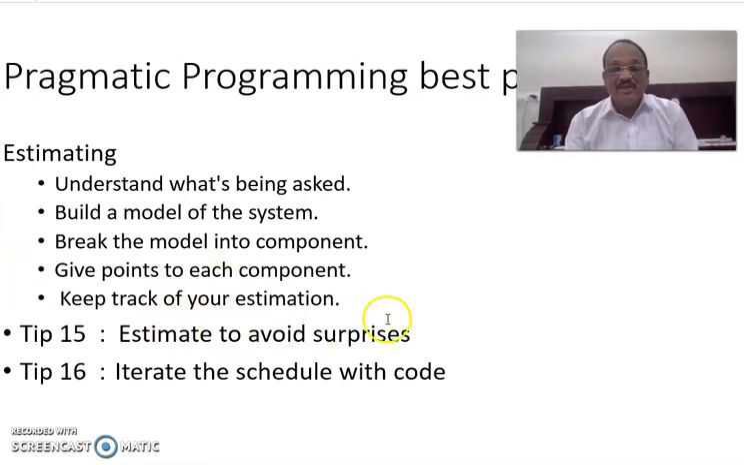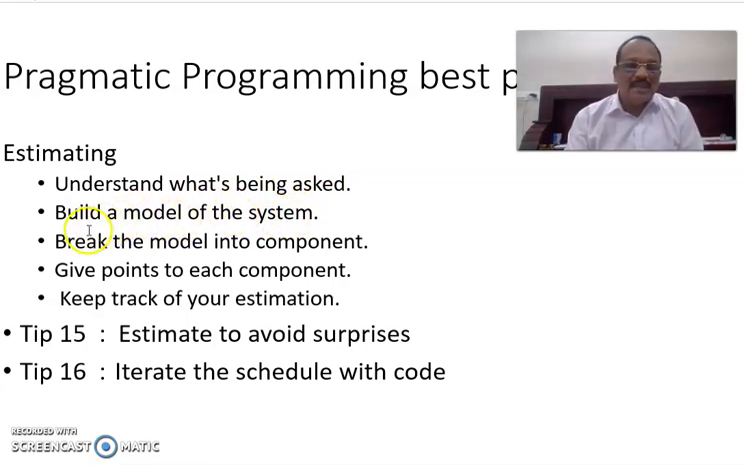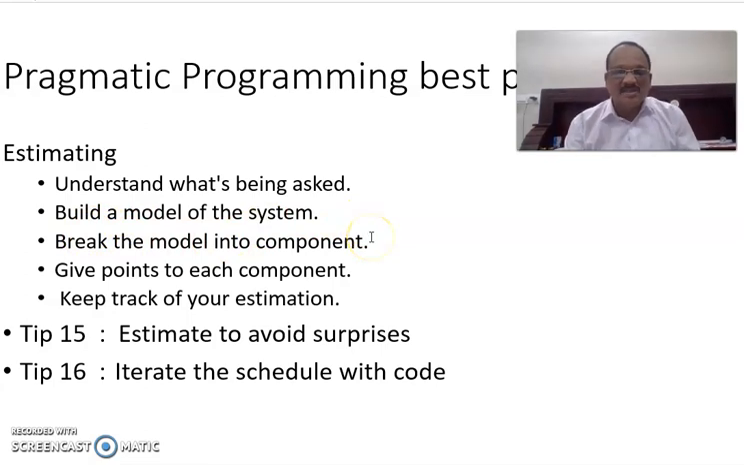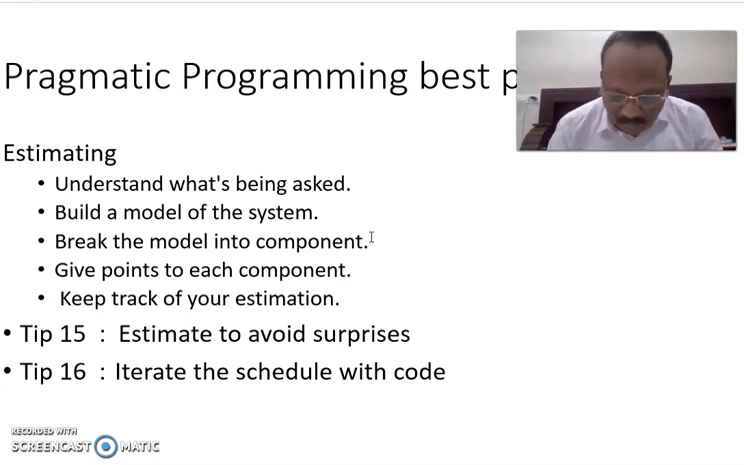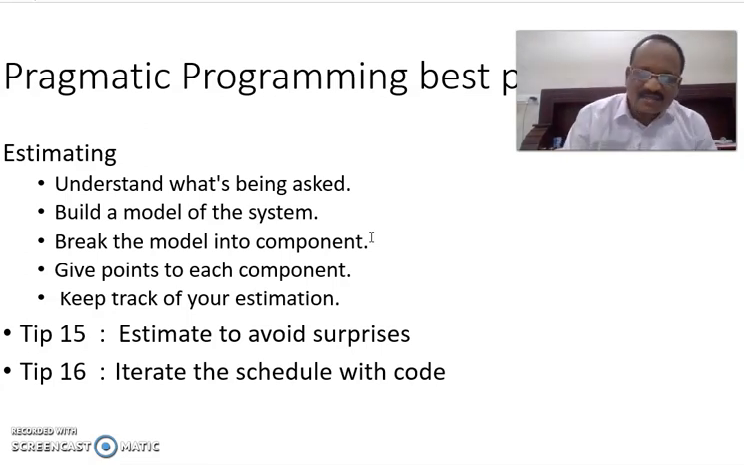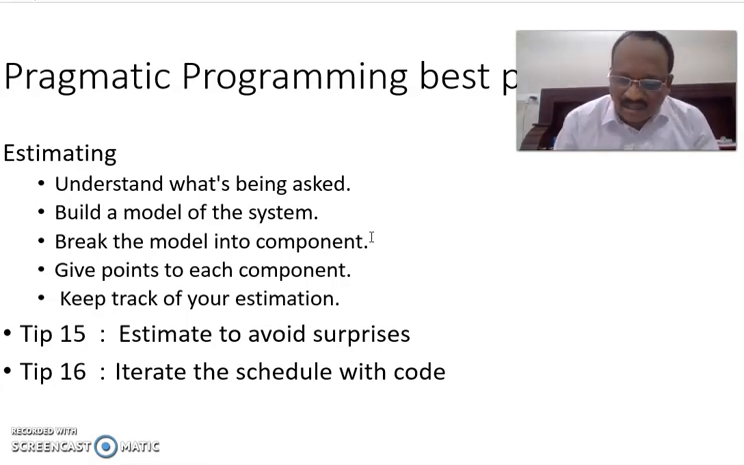Here comes estimating to avoid surprises. Tip 15: Estimate to avoid surprises. Understand what's being asked. Build a model of the system. Break the model into components, big system into small components. Give points to each component. Keep track of your estimation. These are all estimation techniques. Bring a larger problem down to small components up to activity level. From the activity level, you can estimate the number of resources required for that work.